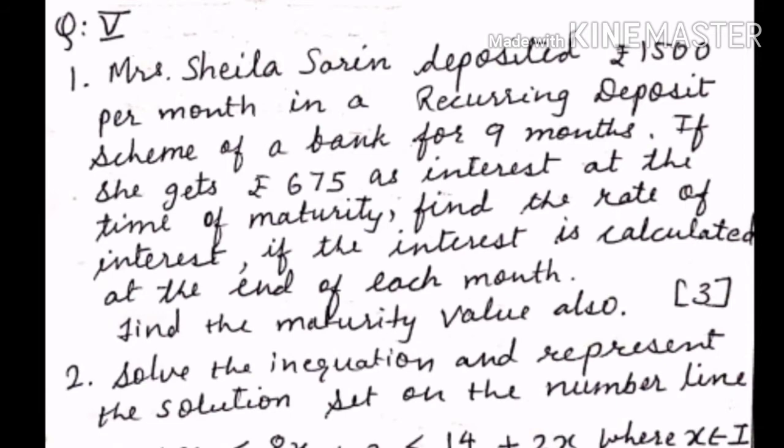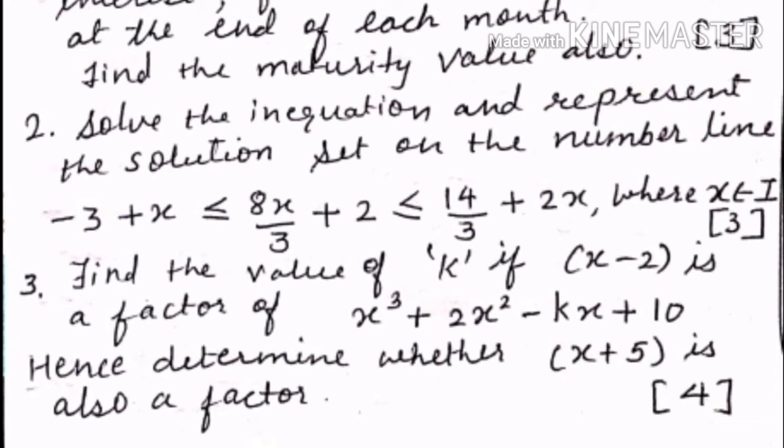Now next question 2, that is of solve the inequation and represent the solution set on the number line, that is inequalities chapter. So for that, as you know, first of all you have to check what x belongs to. Here it is x belongs to I, and I means that is set of integers. Now first you will take the half part, minus 3 plus x less or equal to part, and then 8x by 3 plus 2 then less or equal to part. You have to solve it separately and draw on the number line.